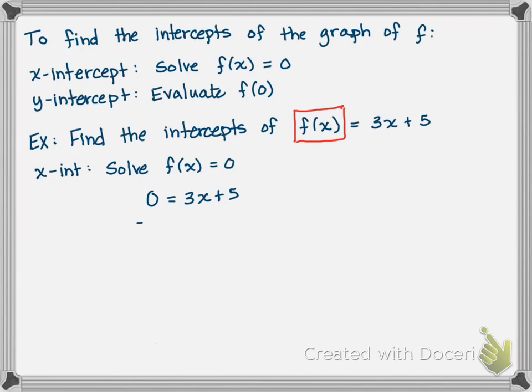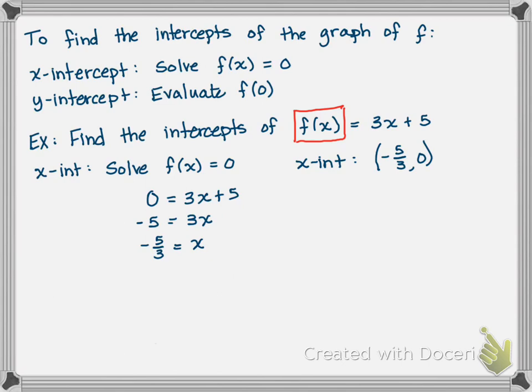So let's solve this. We got negative 5 equals 3x, and then x equals negative 5/3. So my x-intercept is going to be negative 5/3. That's my x value, and then 0, because that's always the case with x-intercepts.